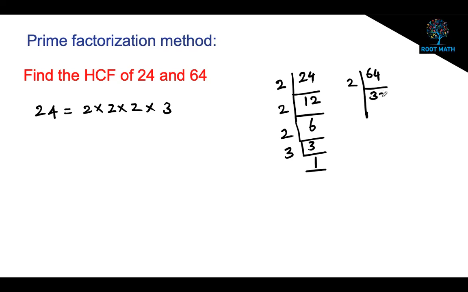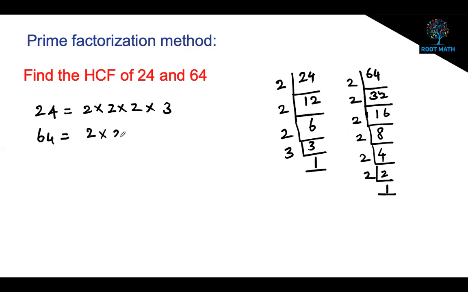And then 64. 3 2s are 6 and 2 2s are 4. 2 6s are 12, 2 8s are 16, 2 4s are 8, 2 2s are 4, 2 and 1. For 64, there are 6 2s. These are all the factors of the two numbers 24 and 64.